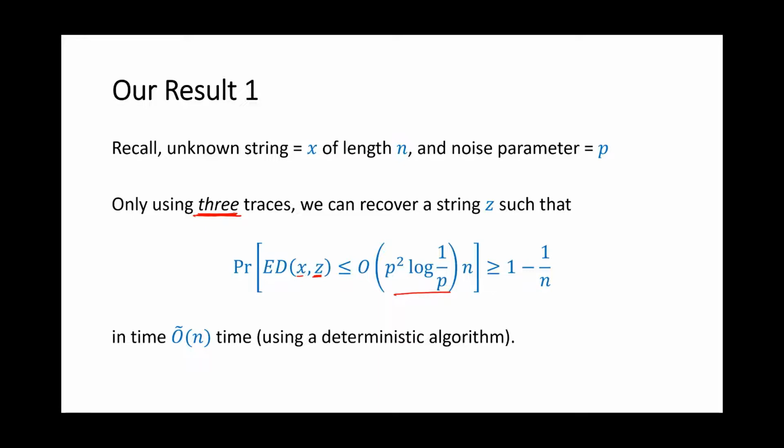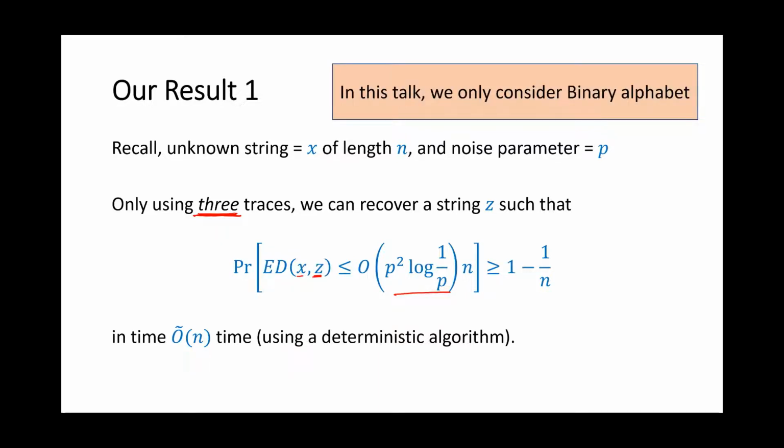But if you recall from the earlier slide, for exact trace reconstruction, we need at least omega of log to the 5/2 n traces. So this is a sharp contrast with exact trace reconstruction. Also, throughout this whole talk, we will consider the binary alphabet, because the binary alphabet is somehow the most challenging one. For example, if we allow a larger alphabet, of some large constant size, then we can even get rid of this extra log 1 over p term.